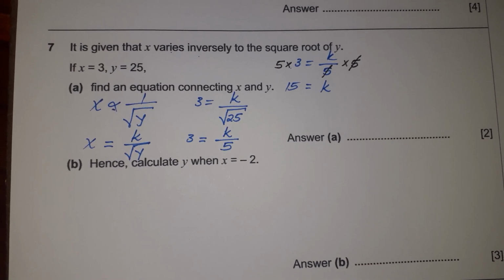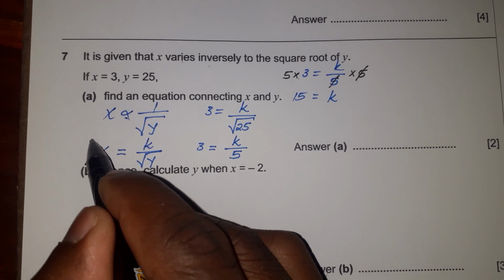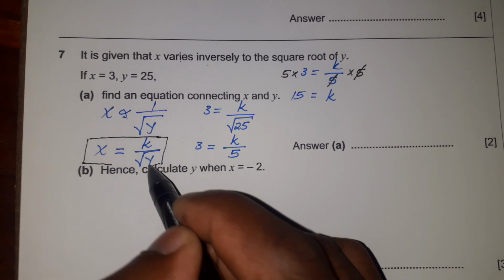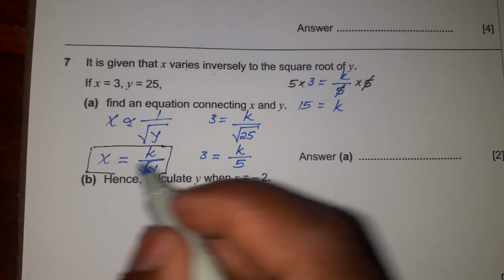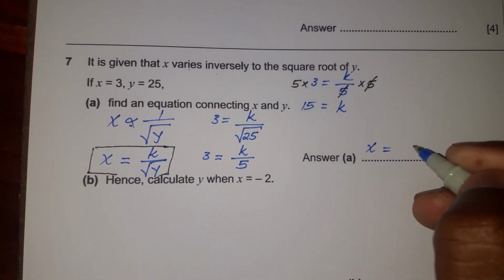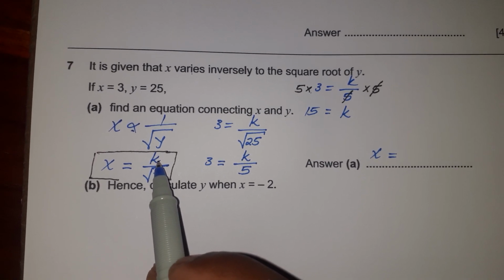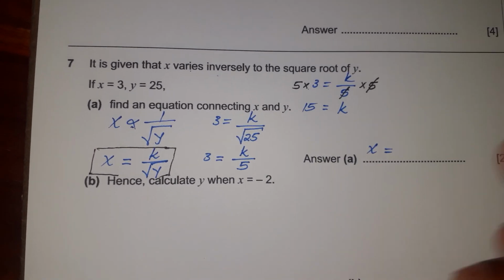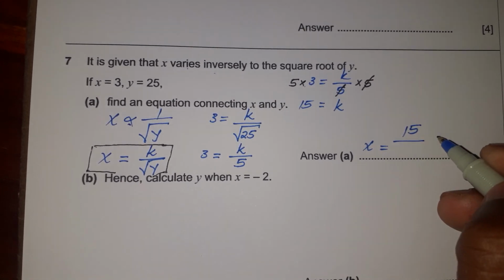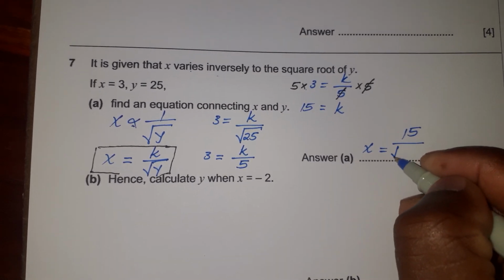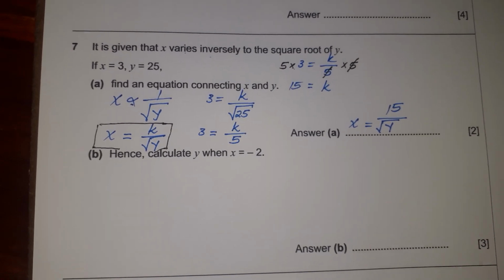Now that we have the value of k, we now have to come back to this equation here. That equation, we write x equal to, in the place of k, now we know what k is equal to. K is equal to 15. We write 15 over square root of y, and that is the equation connecting x and y.